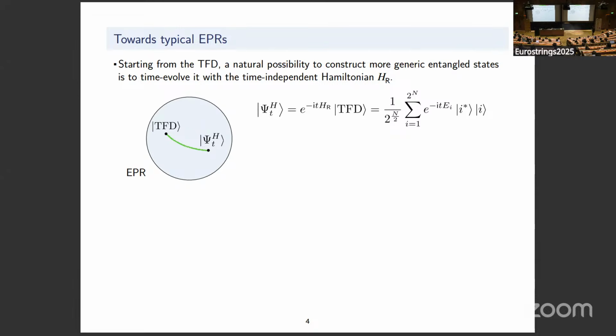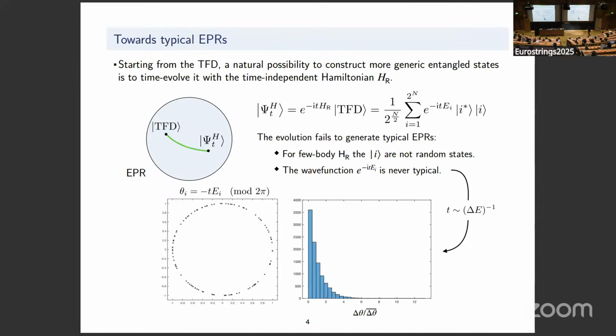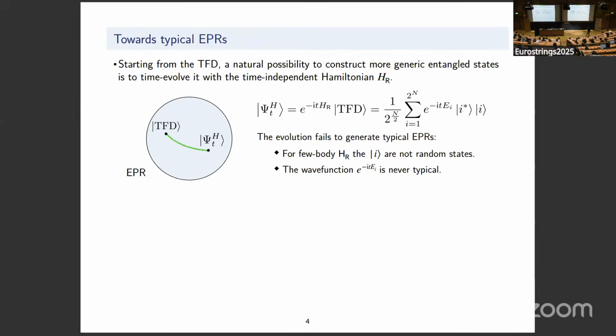It is easy to see that this state will never become typical. The reason is that this trajectory that we are evolving our state with doesn't explore a generic point in Hilbert space. So essentially, the conservation of energy along the trajectory, the conservation of the Hamiltonian, prevents the trajectory from exploring most of the Hilbert space. So it only explores a measure zero subset of the space of maximally entangled states, and therefore this state never becomes a typical EPR. Okay.